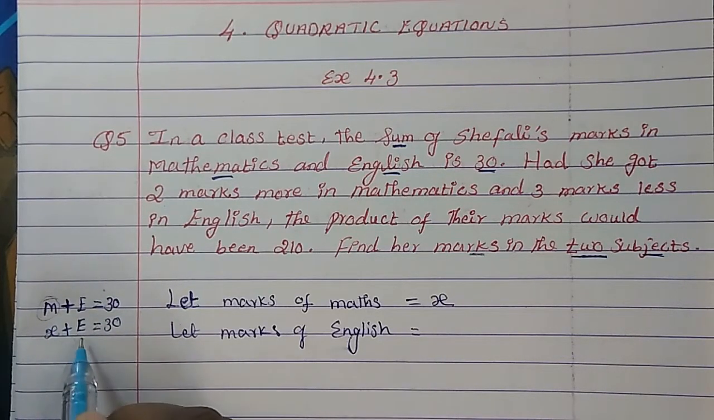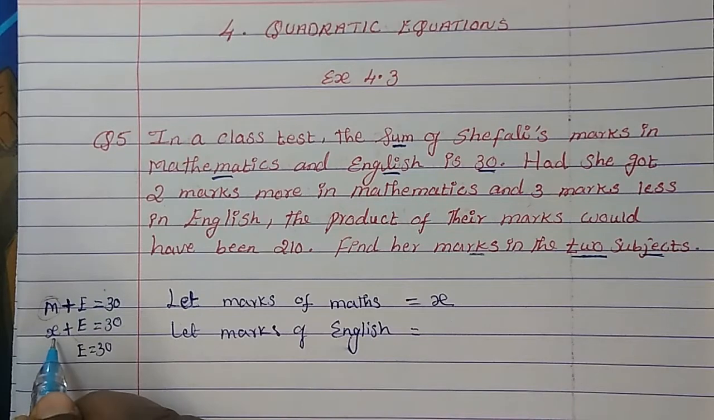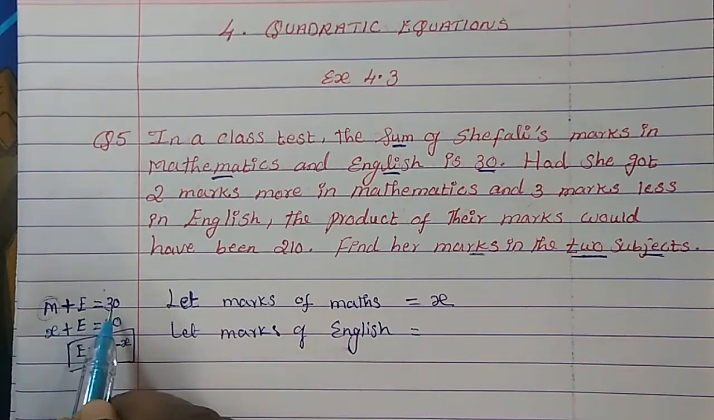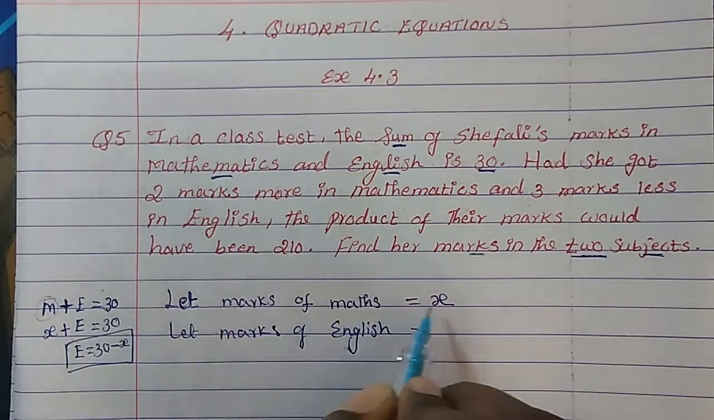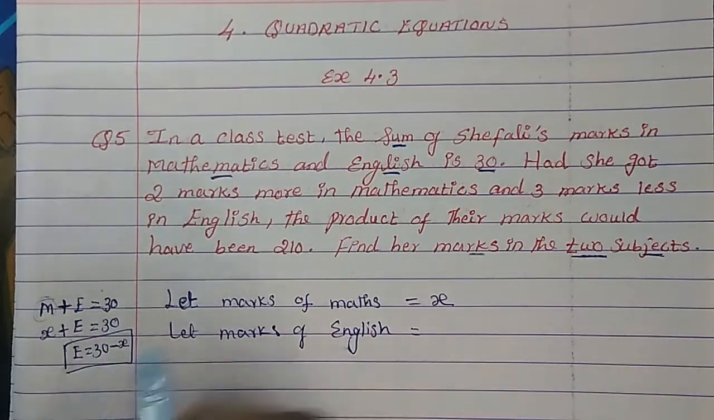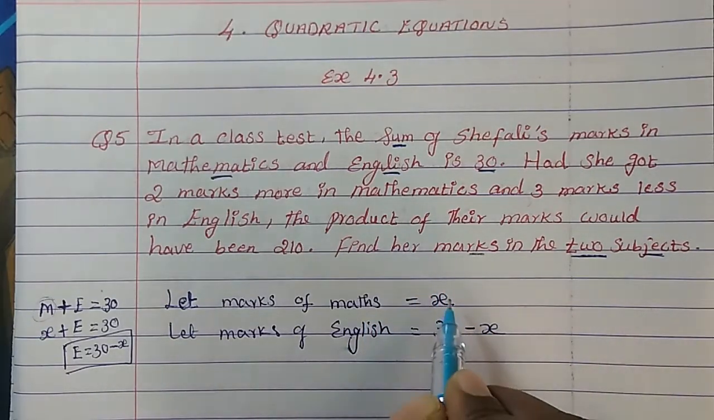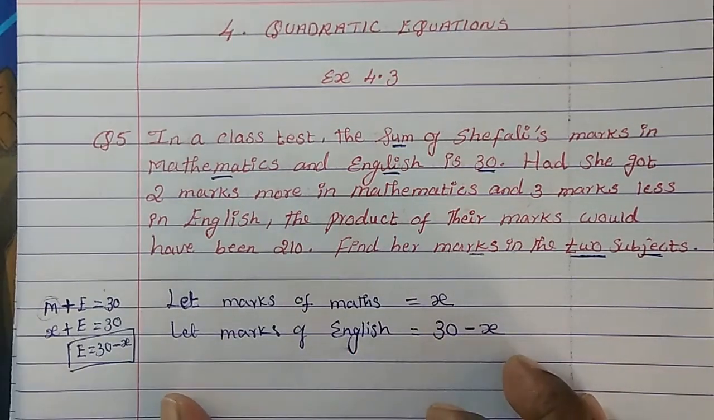Whatever the marks of maths may be, I keep it as x. But if I want to know the marks of English, how will I write? I'll write 30 here, and when x comes this side, it becomes minus. So this will be the English marks. Maths and English together is 30, but if I want the English mark, from this total 30 I minus the maths, then I'll get the English marks. So we have kept marks of maths as x, then English marks will be 30 minus x.